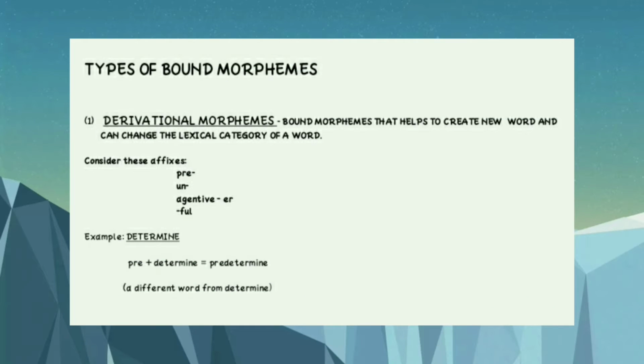We also have two types of bound morphemes, the derivational morphemes and inflectional morphemes. Derivational morphemes are bound morphemes that help to create new words and can change the lexical category of a word. Consider these affixes: pre, an, adjunctive, er, full. An example of derivational morphemes is the word determine. We can add the affix pre. So pre plus determine is predetermined. So we can create a new word and change its lexical category. So a different word from determine is predetermined.